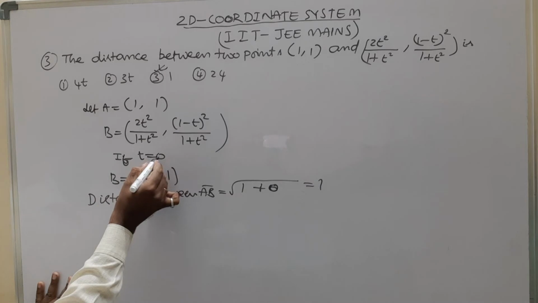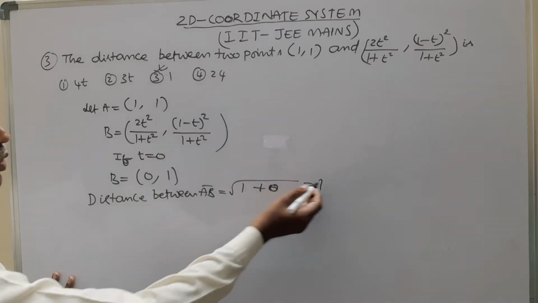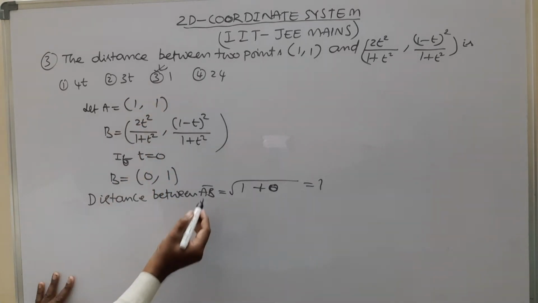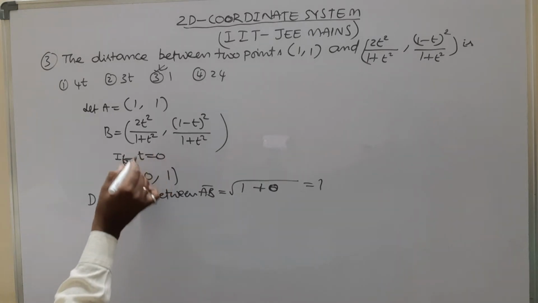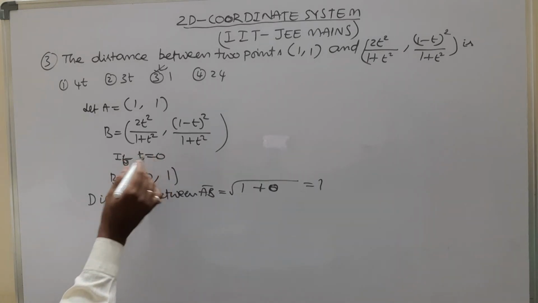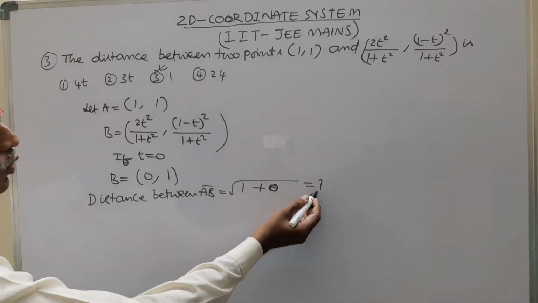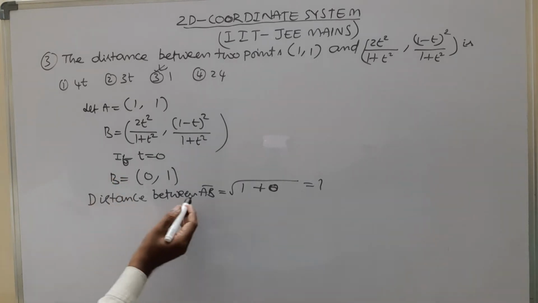Suppose t is equal to 1 is taken, the result is also the distance between AB equal to 1. Suppose t is equal to 2 is taken, same result, the distance between AB is equal to 1. Whatever real number t is taken, the distance between AB is equal to 1.